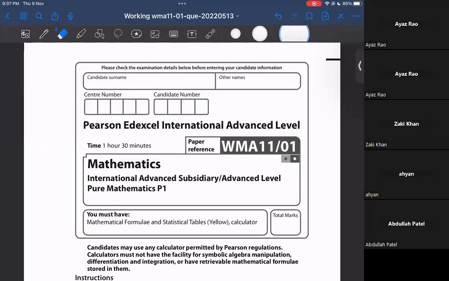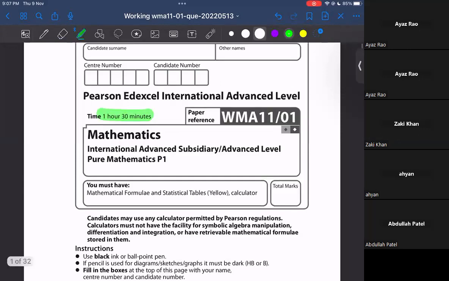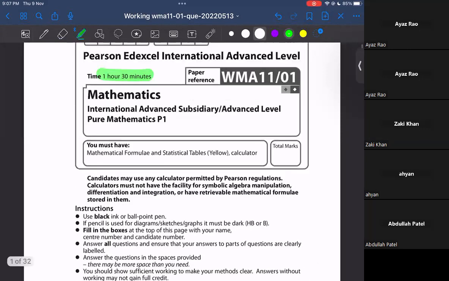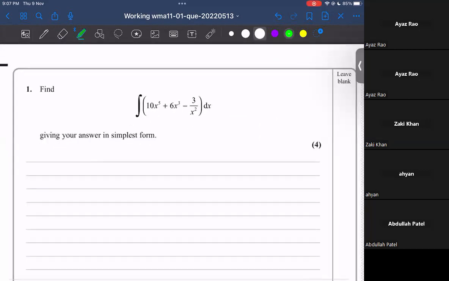Okay, so today it's paper 1 of May-June 2022, and pure maths 1 is the paper. You have 1 hour 30 minutes to solve this, and the paper is of 75 marks. Starting from question number 1, what does it say?